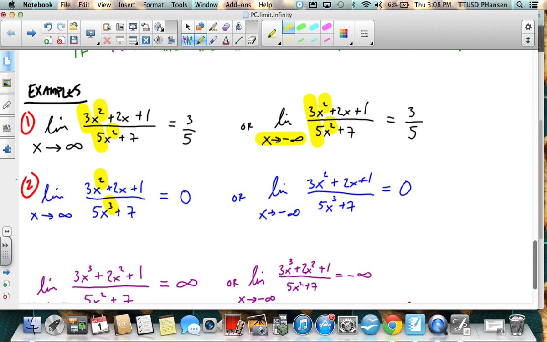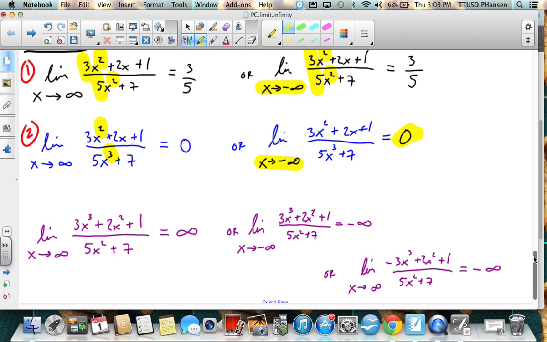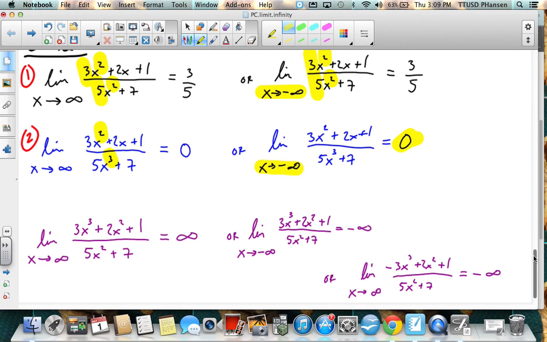It doesn't matter in this second part if the x value is approaching negative infinity. The resulting limit is still 0. And lastly, I've got number 3 here. The numerator degree this time is bigger than the denominator, and in my little chart above, that means that this limit is infinity.